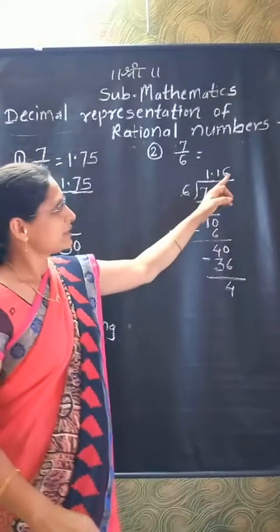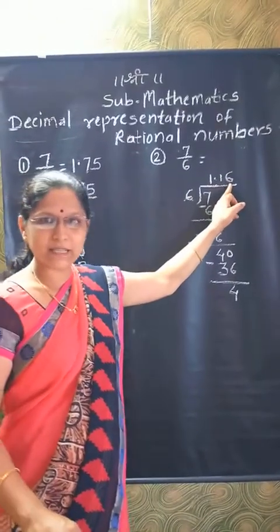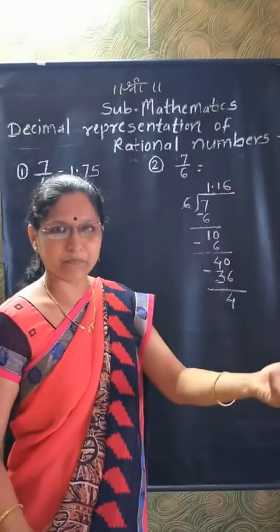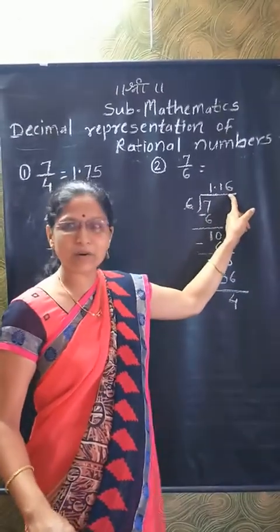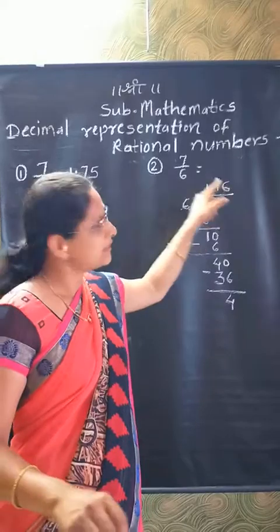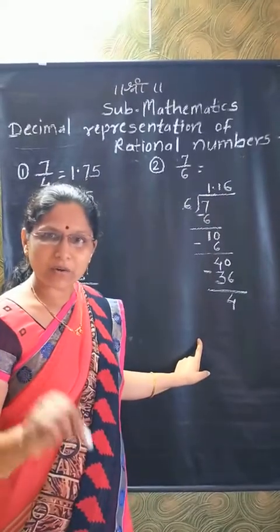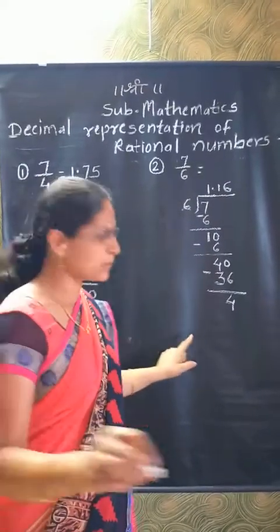But here the digit 6 in the quotient comes again and again. Therefore, this 6 is called a recurring digit. The process is called a non-terminating recurring process.